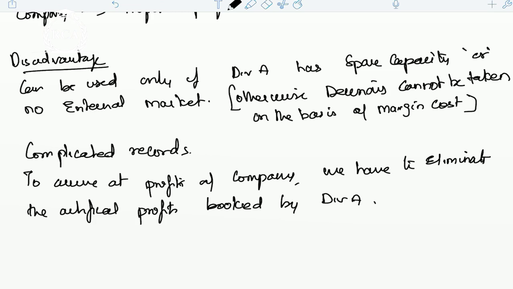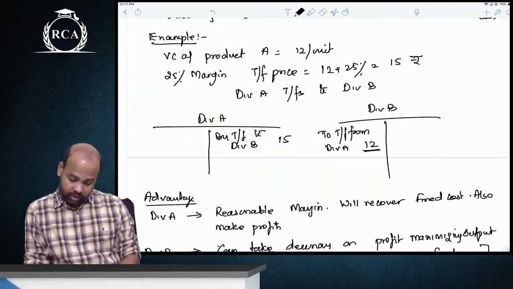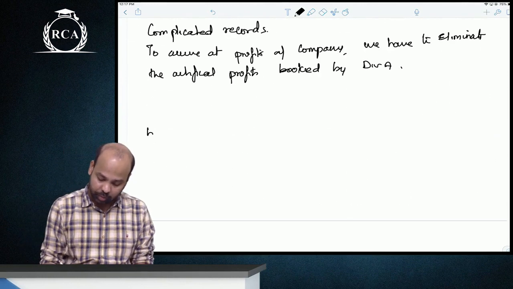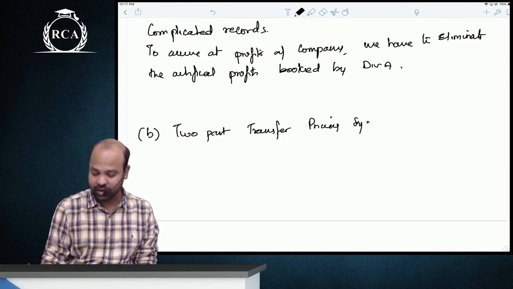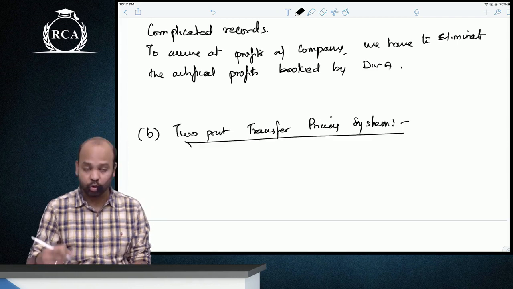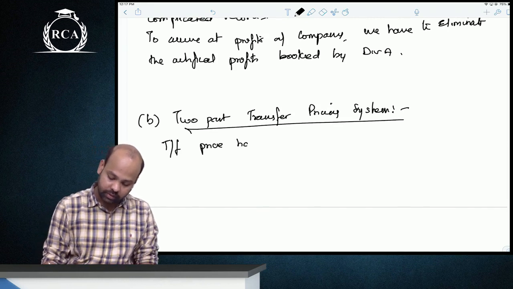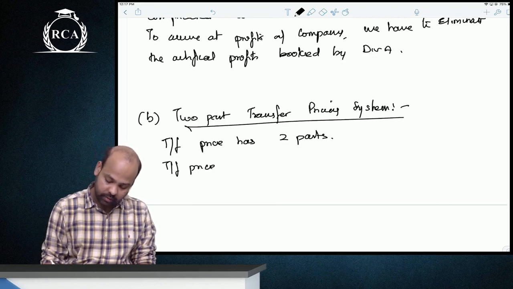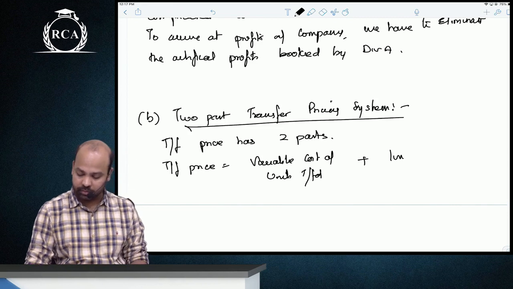समझ में आ गया? Yes sir. So this is for what beta? Dual rate transfer pricing. Then beta is two part transfer pricing system. I repeat guys, this is very important guys. मतलब दोनों conflict resolving. So here beta transfer price has two parts. Your transfer price as such beta will be equal to variable cost of units transferred plus lump sum consideration.